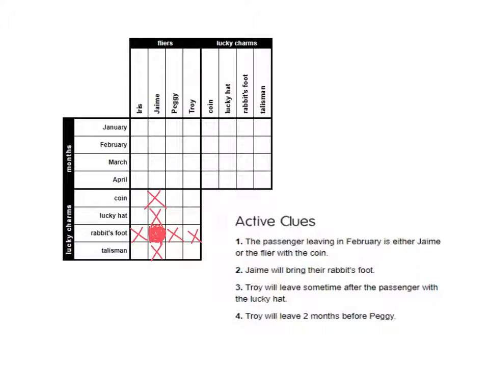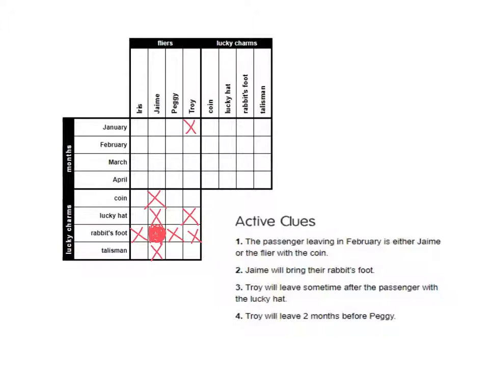All right. Let's keep going. Troy will leave sometime after the passenger with the lucky hat. Okay, this tells us a couple things. Now we're using this deductive reasoning, thinking through what this means. If he's leaving after the passenger with the lucky hat, that means he's not the guy with the hat. So I'm going to cross off Troy and lucky hat. That's not him. That also means, if you go back to the other part, it says Troy will leave after the passenger with the lucky hat, which means he's not the first to go. Somebody else is going first. So I'm going to X out Troy in January. He wasn't the first one to go.